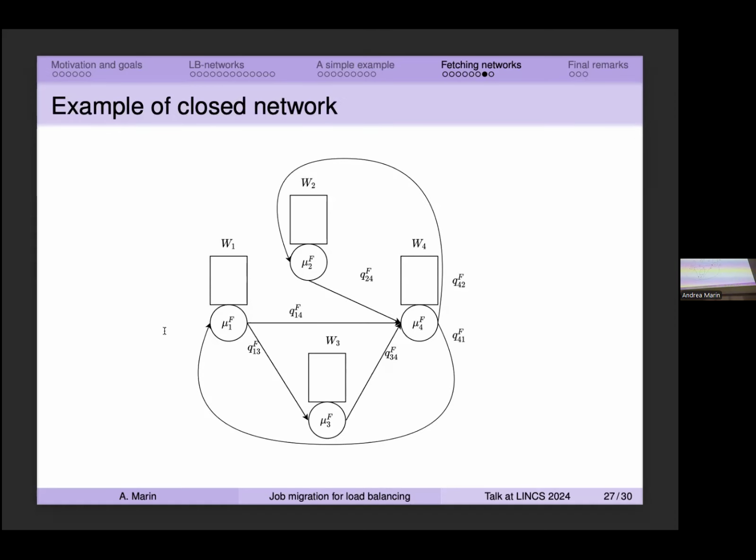This is an example of a closed network. So when this gets empty, it will ask this station for a job with probability mu2 over mu1 plus mu2 plus mu3, and so on, and the jobs move. The policy preserves the number of jobs, so you can study this system as a closed queueing network.